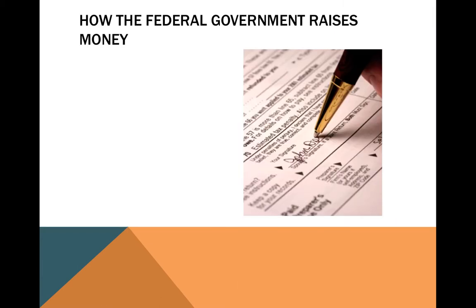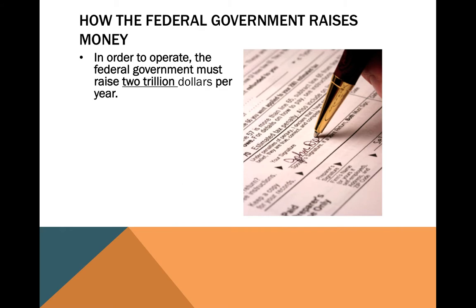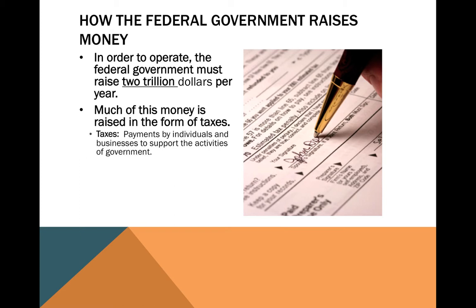The topic of discussion for today, for this block of instruction, will be taxation. How the federal government raises money. In order to operate, the federal government must raise $2 trillion per year. Much of this money is raised in the form of taxes. Taxes are defined as payments by individuals and businesses to support the activities of government.